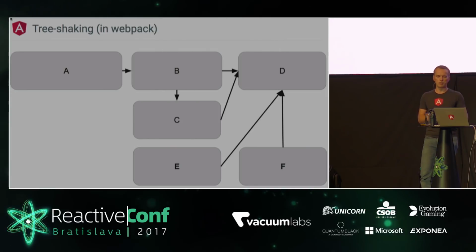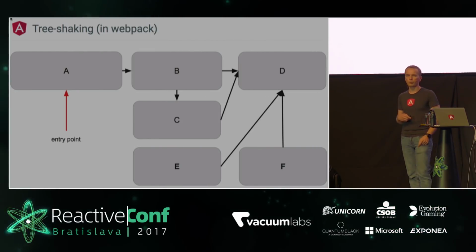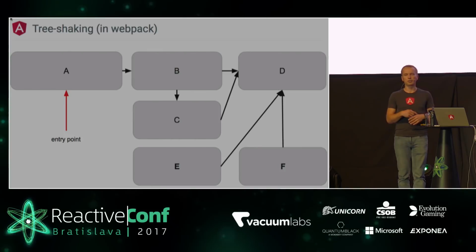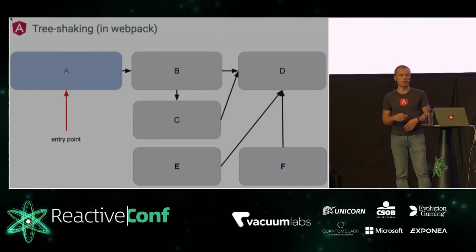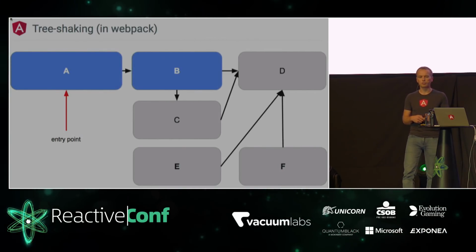So let's take a look. For Webpack, we define an entry point that points to a module, and then Webpack starts traversing this module graph and finds that module A is needed because it's the entry point.